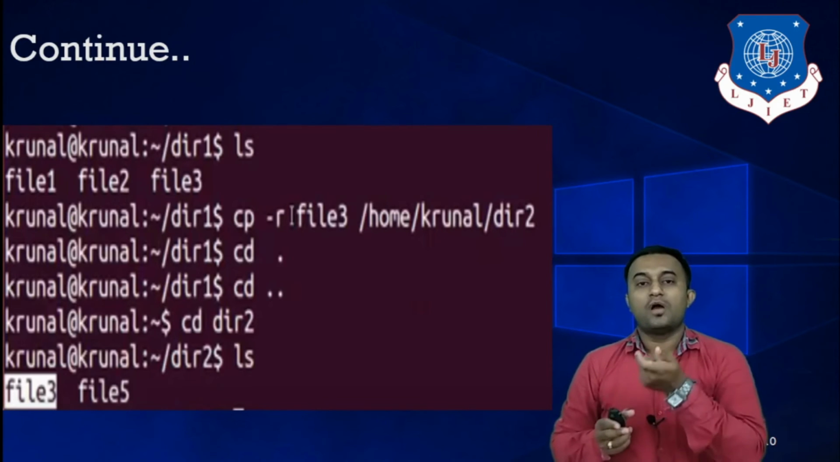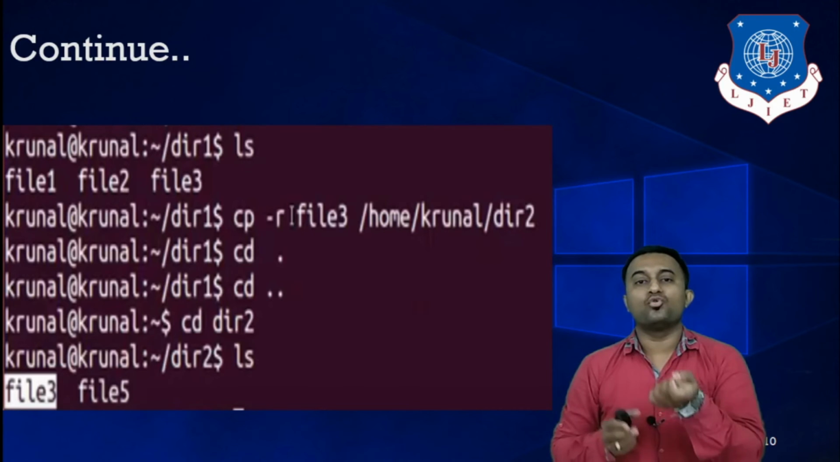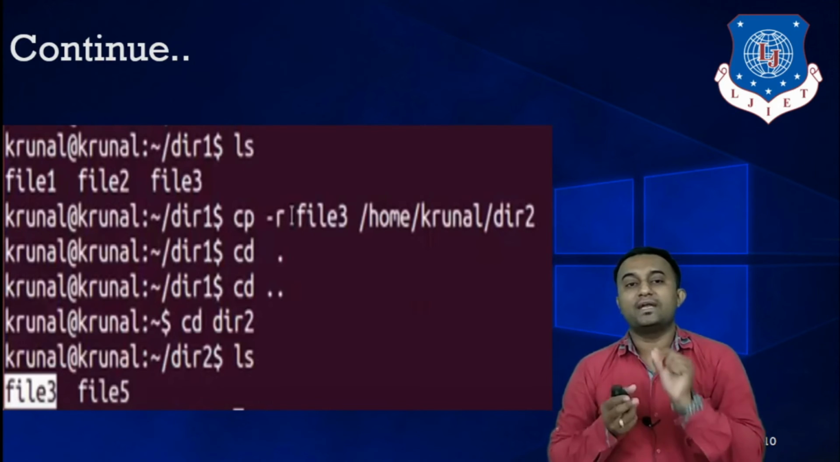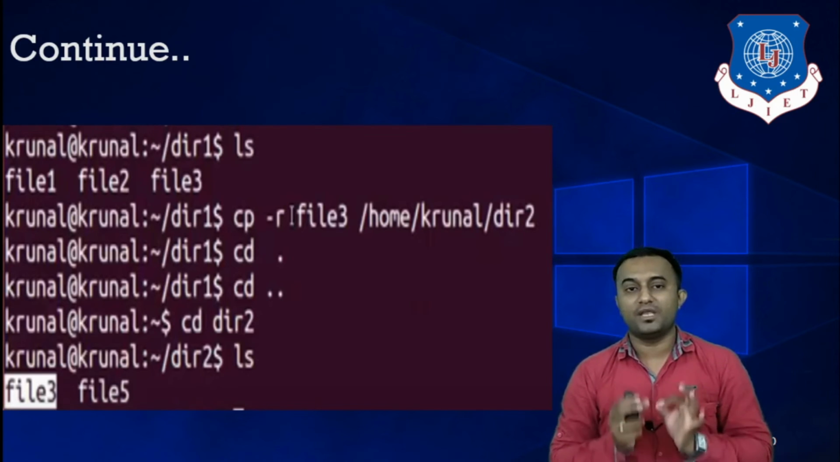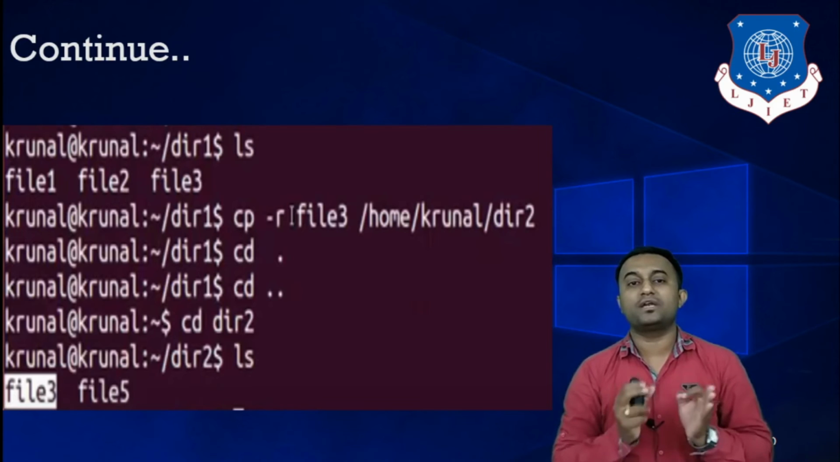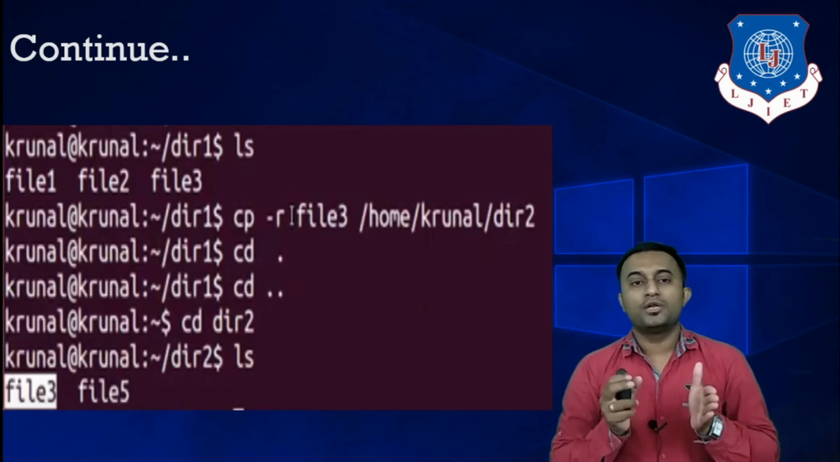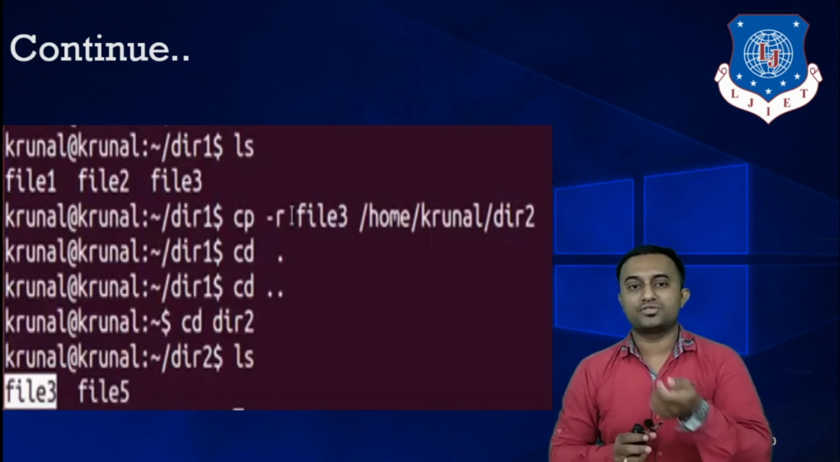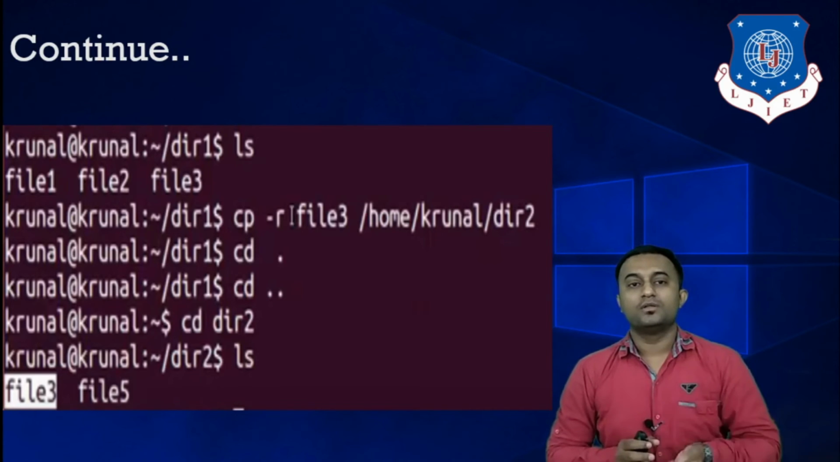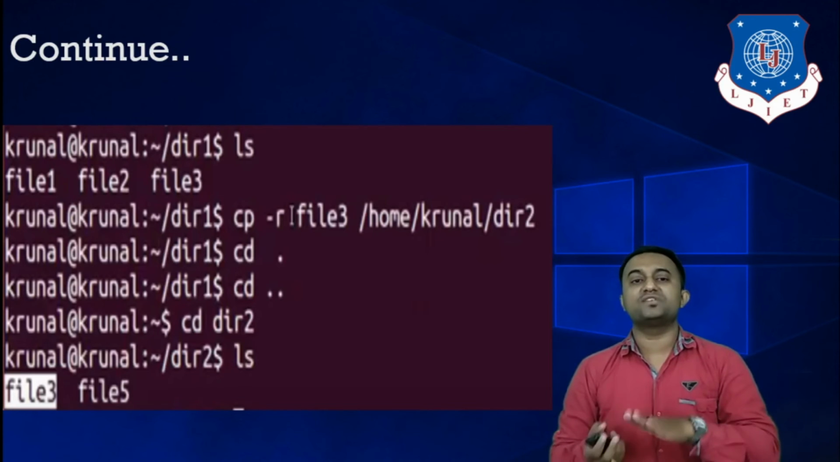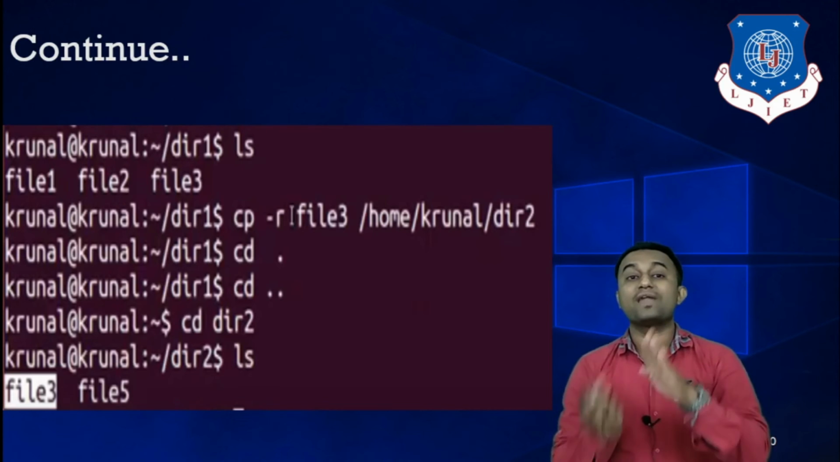Okay, so I need to copy this file 3 into the directory 2. Right now this file 3 is located in directory 1. Fine. So once you fire this command, you need to change the directory first. So cd space dot dot. With the help of this option you can change the directory. You can go one level up.